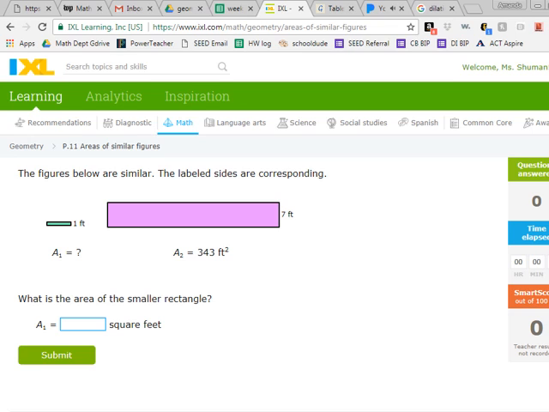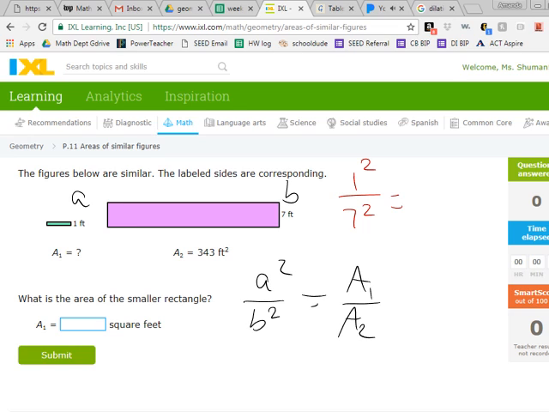Since we are multiplying things, we're going to have to multiply some stuff together. So let's call this one A, and we'll call this one B. Since I'm multiplying two things together instead of just adding a bunch of stuff, it's going to be A squared over B squared equals A1 over A2. That's the formula that we're going to use for these. So if I fill those in, I'm going to get 1 squared over 7 squared equals A1, which I don't know yet, over A2, which is 343.